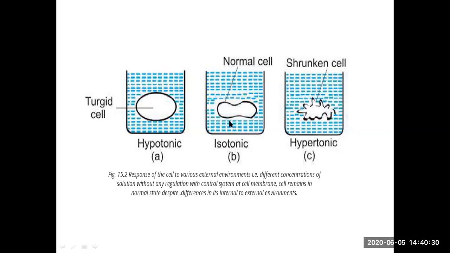Diagram B is isotonic environment. This is an ideal situation and perhaps it is not available for most of the organisms. In the ideal condition, there is a balance of entry of water and removal of water into the cell and out of the cell. The cell retains its shape in isotonic environment.